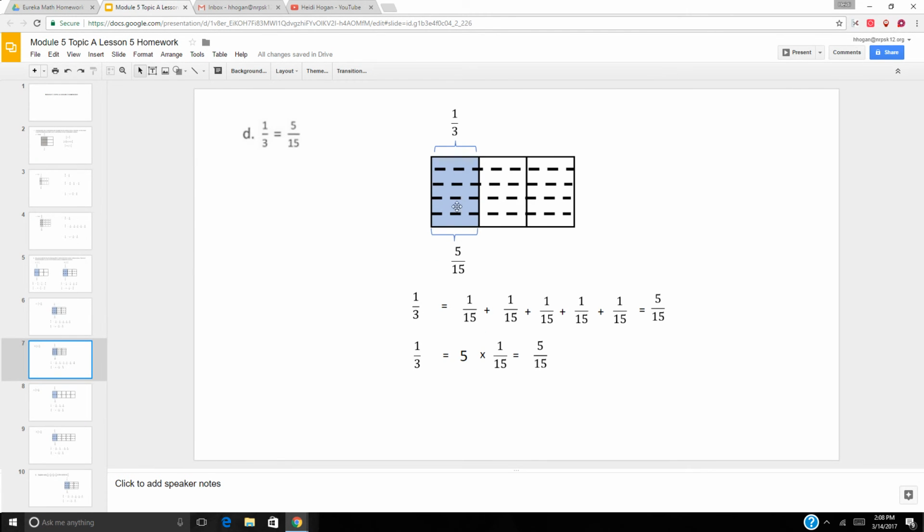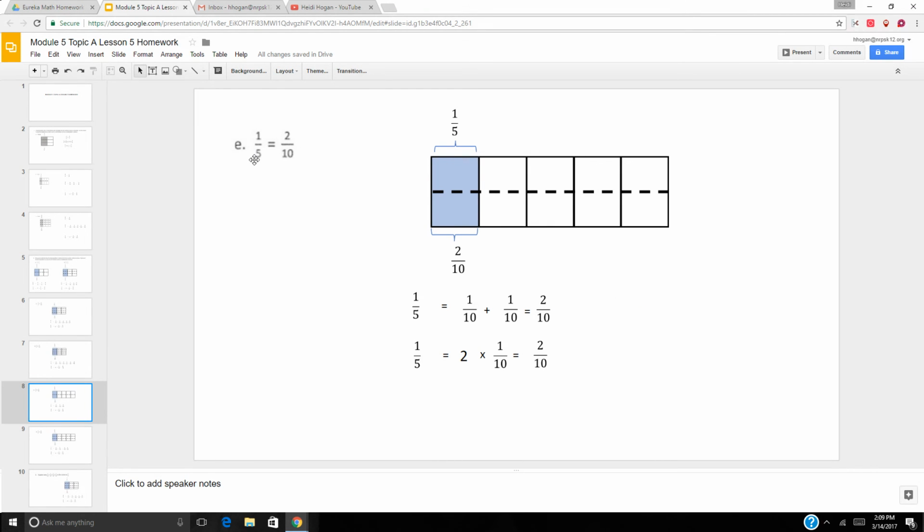Same tape diagram of 1/3, but now 5/15. So now we need to divide it with 4 dash lines to have 1, 2, 3, 4, 5, 6, 7, 8, 9, 10, 11, 12, 13, 14, 15. So each smaller section is worth 1/15. So 5/15 equals 1/3. So 1/3 equals 1/15 plus 1/15 plus 1/15 plus 1/15 plus 1/15. Wait, 1, 2, 3, 4, 5. So 5/15. Or 1/3 equals 5 times 1/15, which is 5/15.